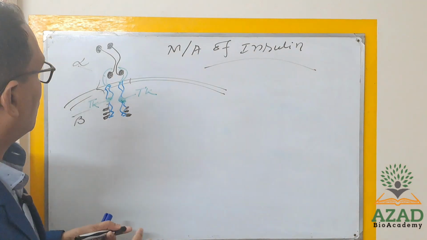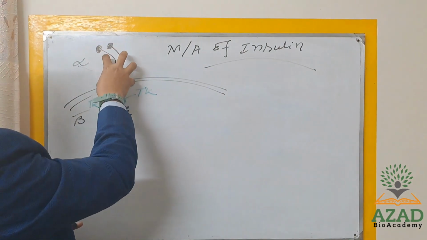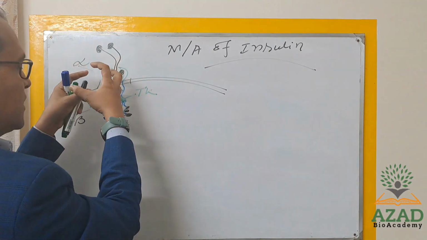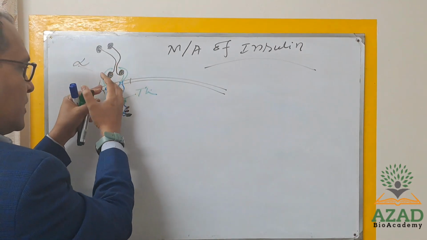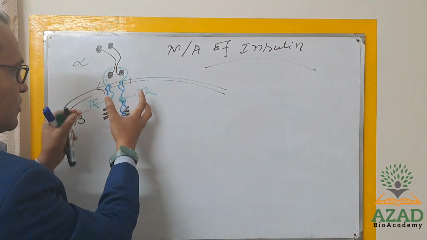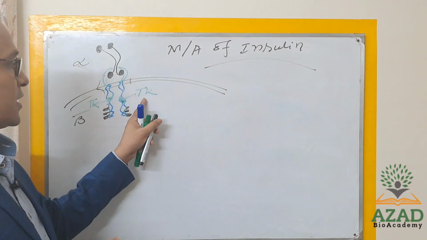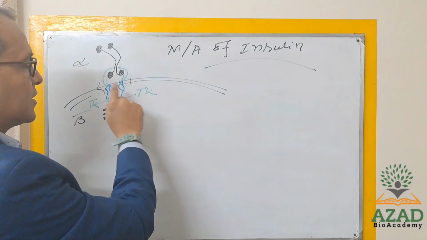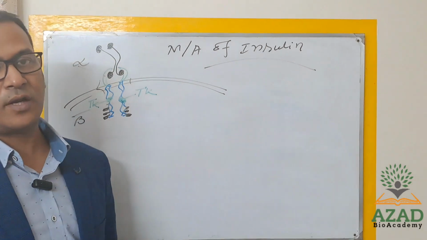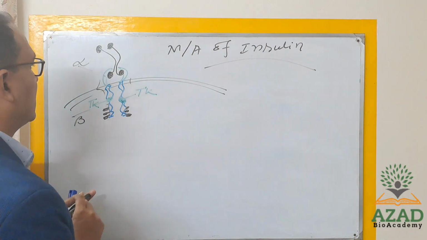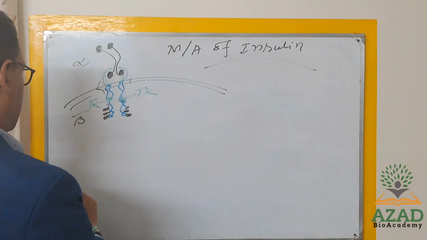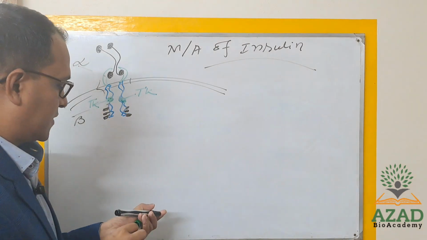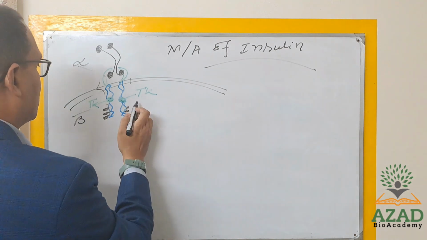Okay, so when the insulin binds with the insulin receptor, the insulin receptor will change its conformation to capture the insulin, and it will stretch the lower part, and its conformation will change, and it will activate the tyrosine kinase. And what is the function of tyrosine kinase? Actually, the function of kinase enzyme is to phosphorylate something. Okay, so what will happen? That kinase enzyme will phosphorylate its own tyrosine residue. That means that tyrosine will be phosphorylated.